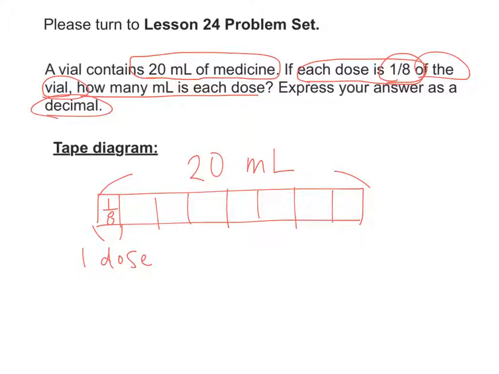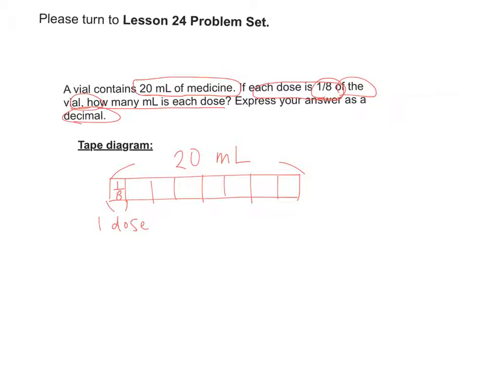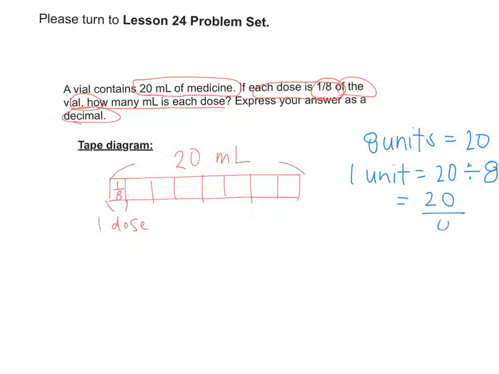Okay? So we have a couple different options on how we could solve this. We could say that altogether we have how many units? 8 units. So 8 units equals how many milliliters? 20. So 1 unit equals 20 divided by what? 8. Which equals 20 over 8. Is there a mixed number there that I can simplify? What does that equal? 2 and 4/8, which is 2 and 1/2 of a milliliter.